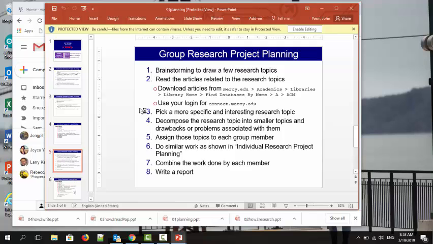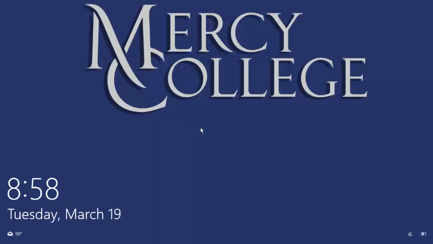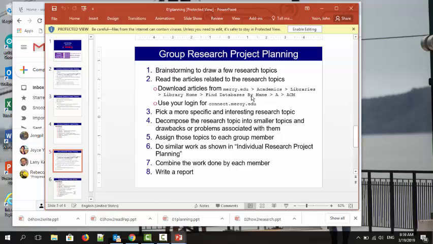So, to clarify how I grade your group projects, you have to plan the way that I described here. A topic should be chosen. This is the first step, right, among your group.